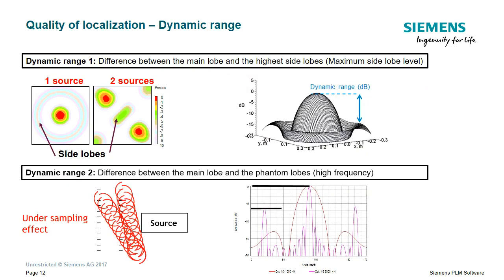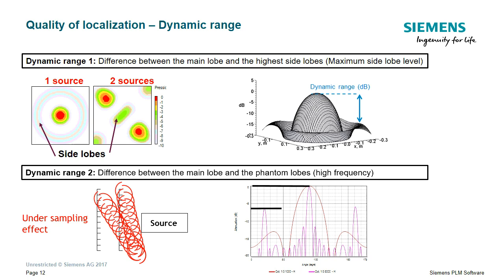The second quality indicator of localization is what we call dynamic range. The dynamic range is the difference between the main lobe and its highest side lobes, which are usually the first side lobes also. So what we will actually see if we have one source is that we find a red spot in the center, and then we go further away, so the angle becomes bigger. We will see that the level goes down and down and down, and like you see in this picture, we go through an area where the level is really low. It doesn't even have a color, it's just white.